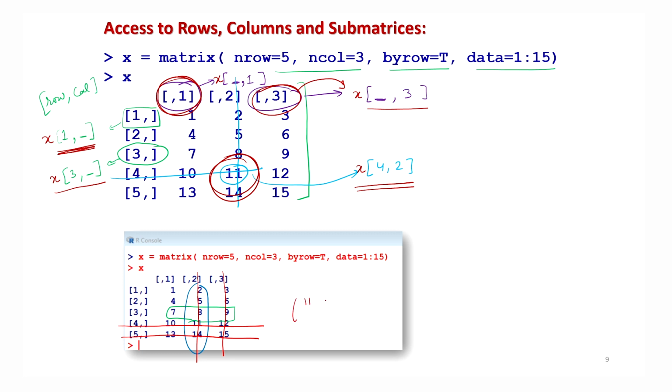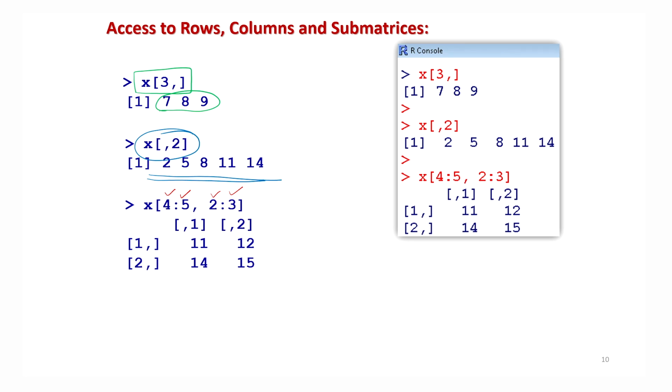They are here 11, 12, 14 and 15. So I want to access actually this submatrix. Other way around, you can say that if I want to access this submatrix, then I have to write down the appropriate and correct addresses for the rows and columns. So if you try to do it here, then you get the same matrix.